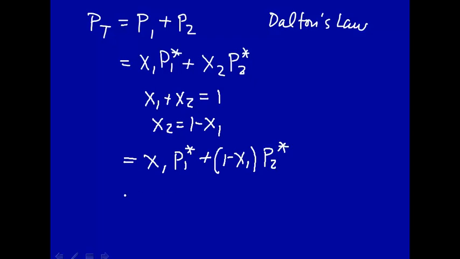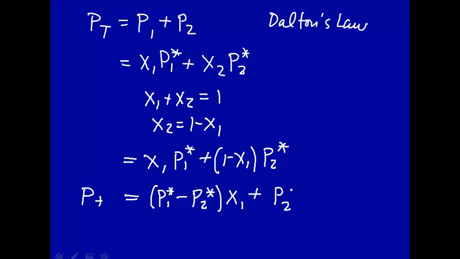Or the total pressure is equal to the vapor pressure of pure 1 minus the vapor pressure of pure 2, times the mole fraction of component 1, plus the vapor pressure of pure 2. So look, if you plot total pressure versus mole fraction 1, you should get a straight line, and we'll see that in just a minute.